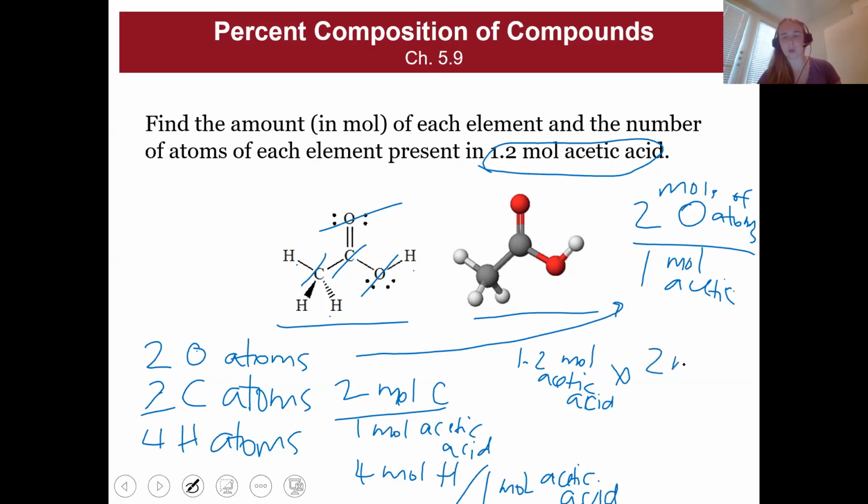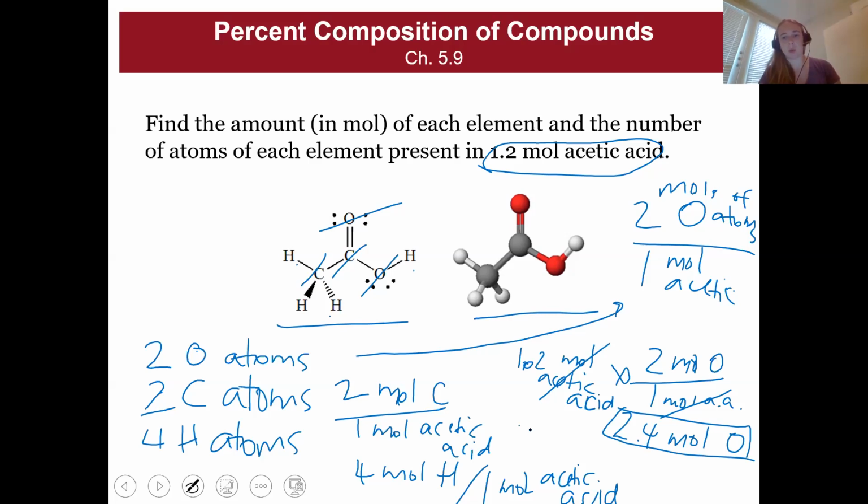So 2 moles of oxygen for 1 mole of acetic acid. I'm going to call it AA. Those are my initials, as well as acetic acid's initials. So 1.2 moles of acetic acid cancel out, and we end up with 2.4 moles of oxygen in that sample of acetic acid.